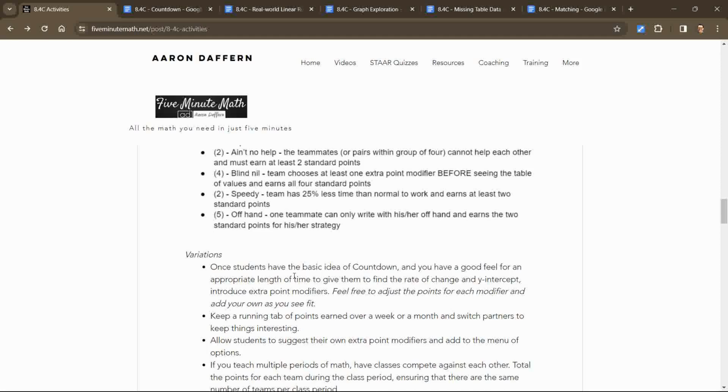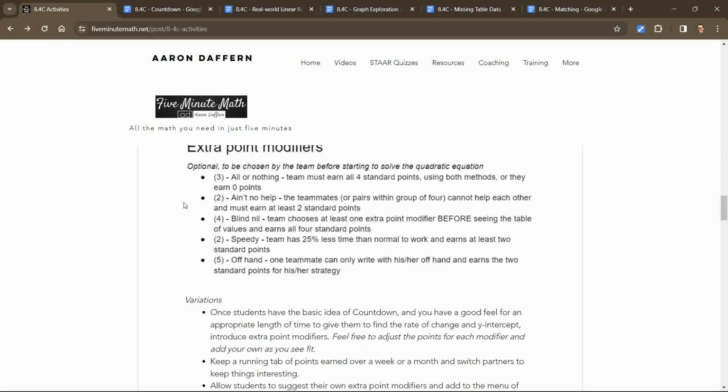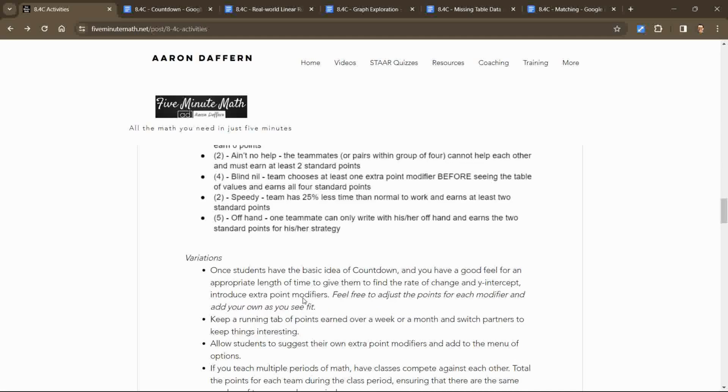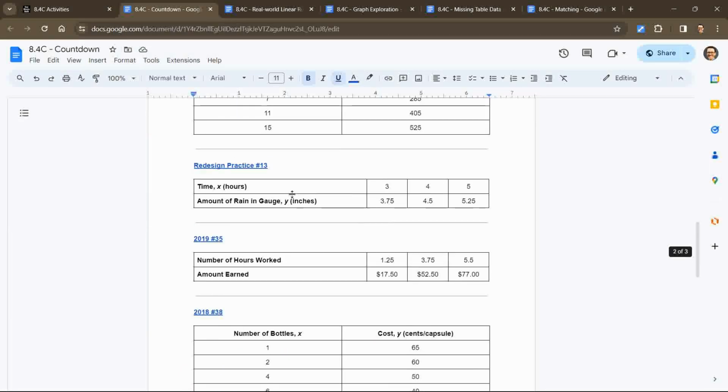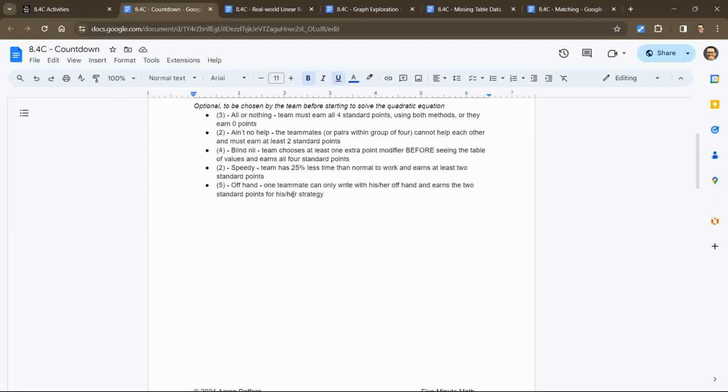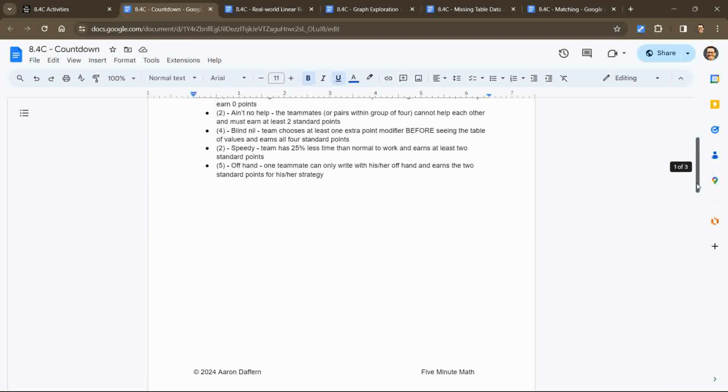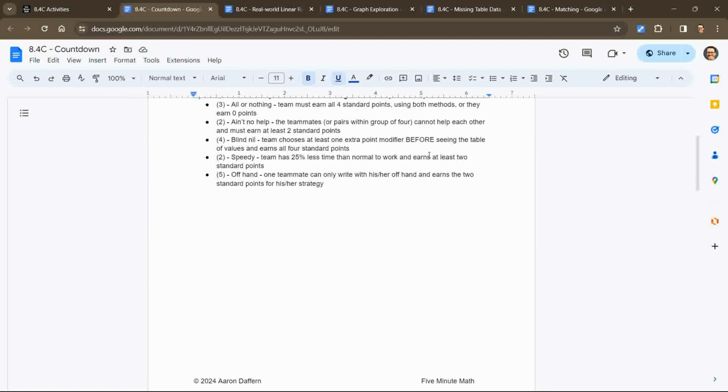What gets interesting is we can start playing around with some of our extra point modifiers, right? One of the extra point modifiers is going to be all or nothing. So it's an extra 3 points here. Teams must earn all 4 standard points using both methods, or they earn 0. So if they elect this extra point modifier before the activity starts, they have to get all 4. If they do, they get an extra 3, so that makes it 7, or they get nothing.